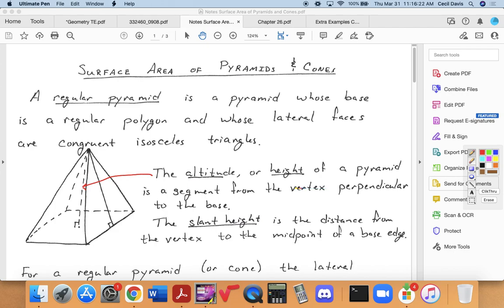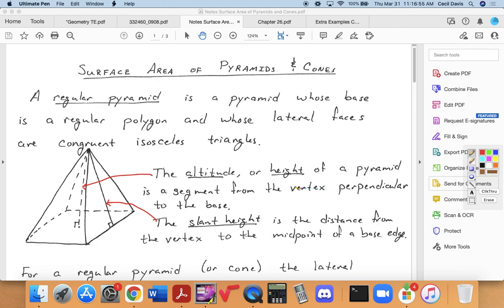The slant height also goes to the vertex, but it goes from the vertex down to the base, to the midpoint of the base. It's called the slant height because if you're looking at the pyramid sitting on its base, it slants over. Both of them are going to be important to us. It's important that you do not confuse the two. The slant height is always longer than the height, no matter what.